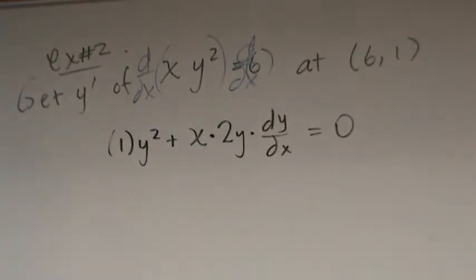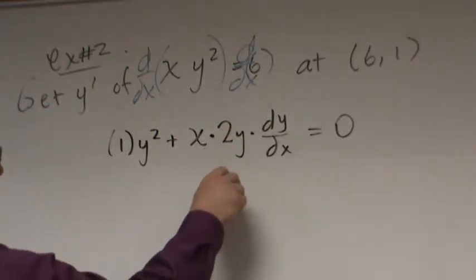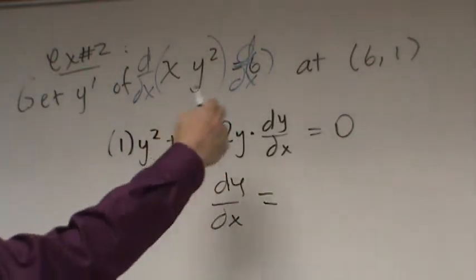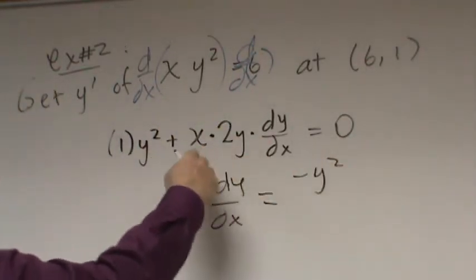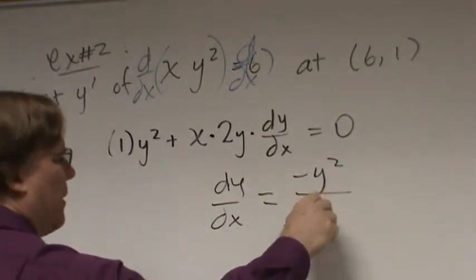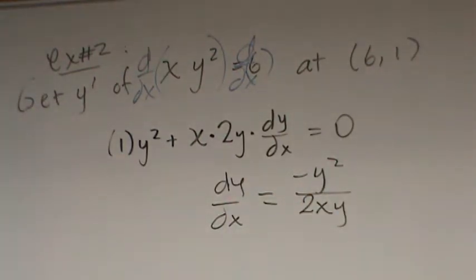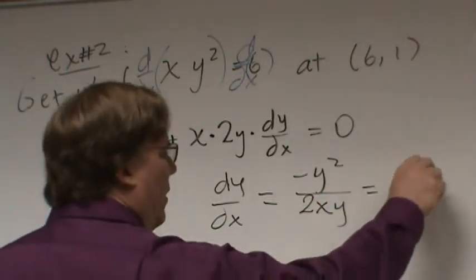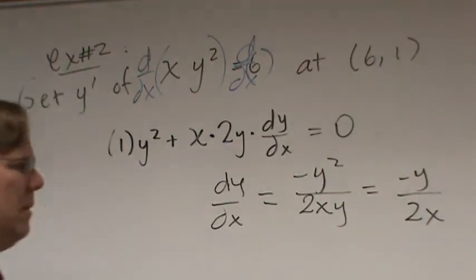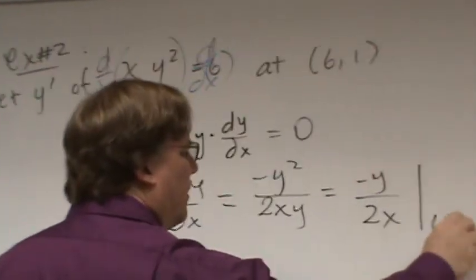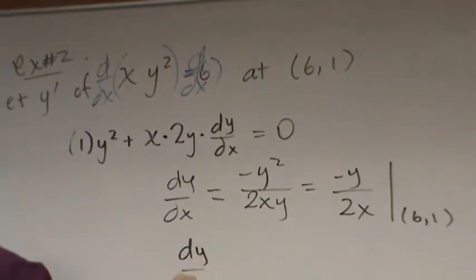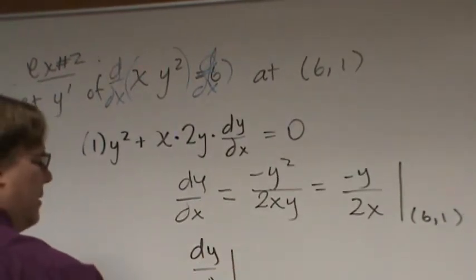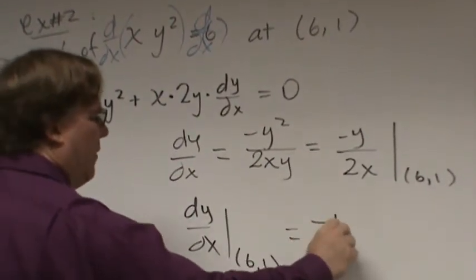Okay. Well then, hey, I'm going to go for it. Got to solve for dy/dx. So I subtract y squared from both sides. Then I divide both sides by 2xy. And then at this point, I would go ahead and cancel the y's, although you've got to keep in mind that your slope is actually undefined at y equals 0. But I'm going to cancel the y's. So I get negative y over 2x, and that's going to be evaluated at (6, 1). So dy/dx at (6, 1) is going to be negative 1/12.